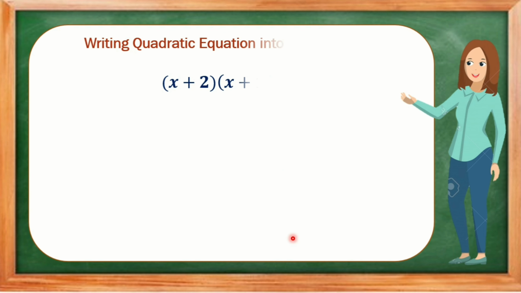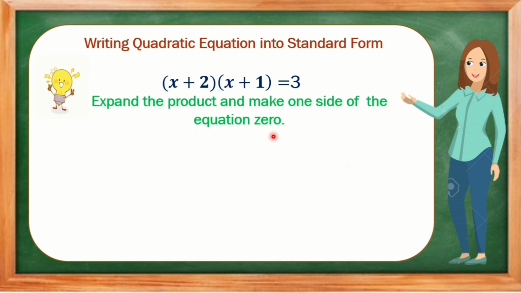Okay, last example, we have quantity x plus 2 times x plus 1 is equals to 3. Okay, so medyo maraming steps ang gagawin natin dito bago natin maisulat ito sa standard form. So again, we need to expand the product and make one side of the equation 0. Okay, so dito, gagamit tayo ng FOIL method. Okay, so papaano natin gagawin yon?